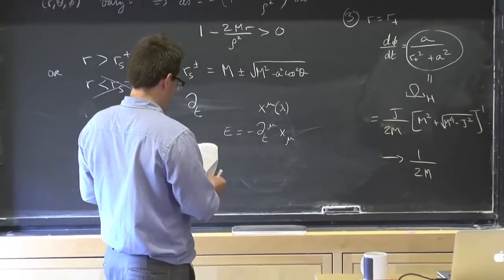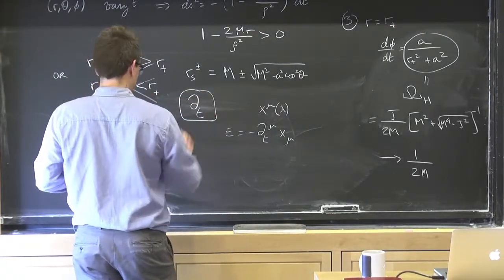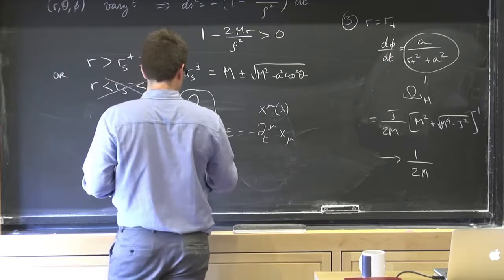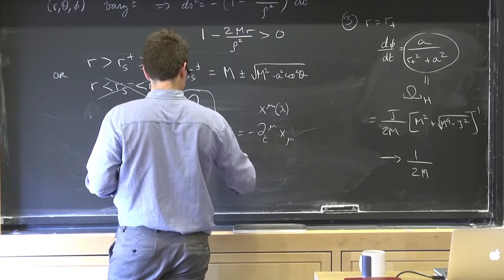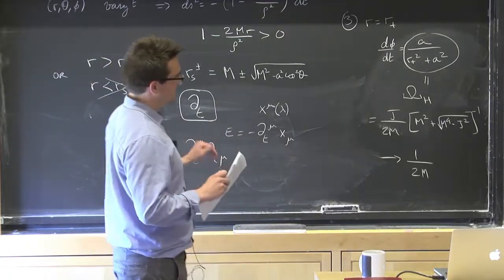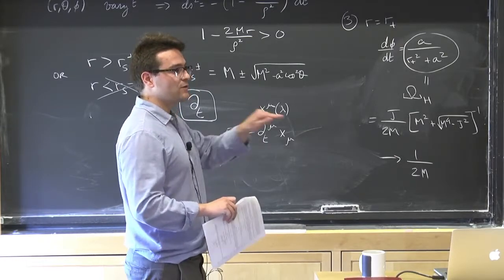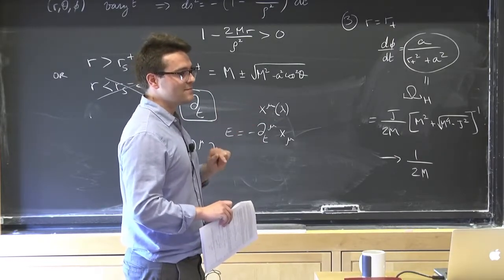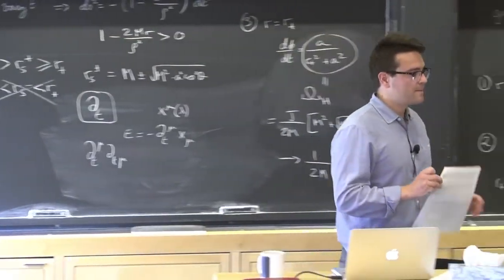But the point is that this vector is not globally time-like. If you compute its norm, you find that it's no longer time-like inside the ergosphere. It becomes space-like. So the direction of moving forward in time gets space-like, and that allows you to have negative energy.